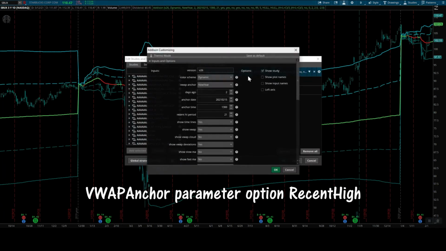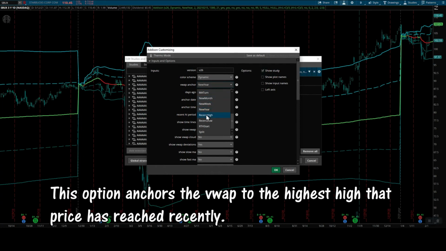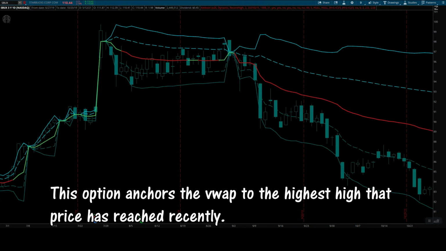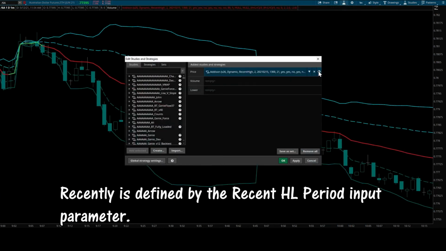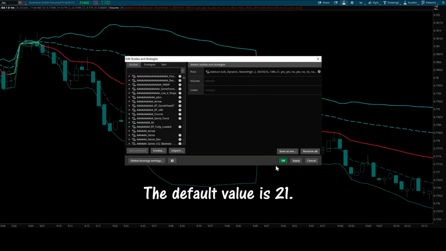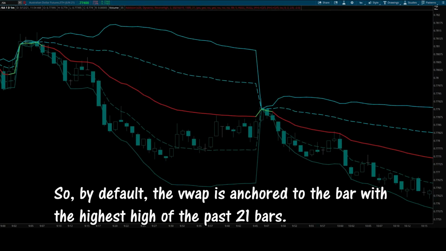VWAP anchor parameter option recent high. This option anchors the VWAP to the highest high that price has reached recently. Recently is defined by the recent HL period input parameter. The default value is 21.